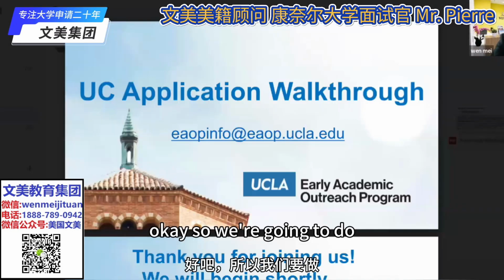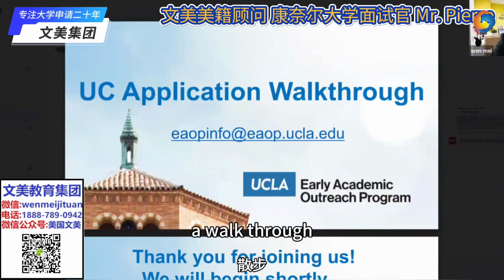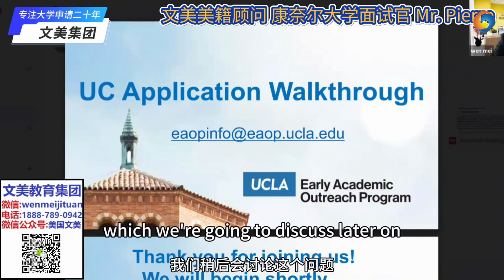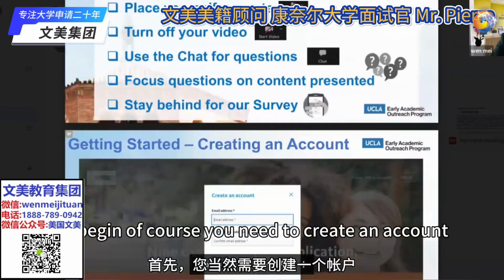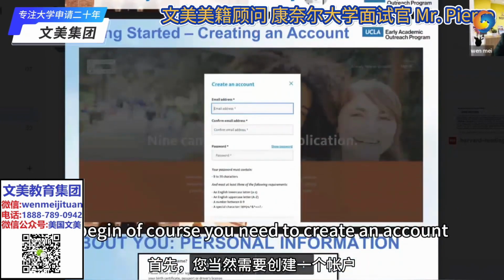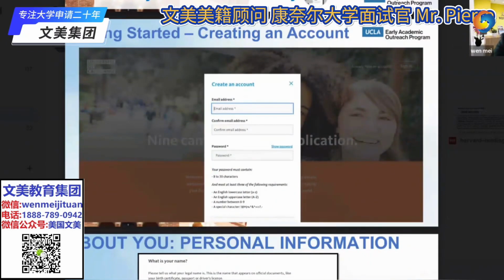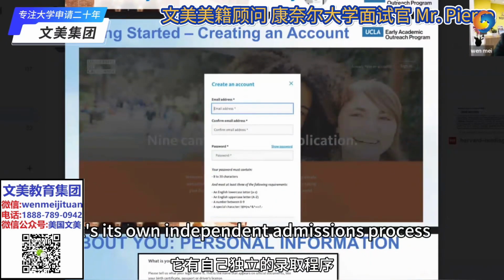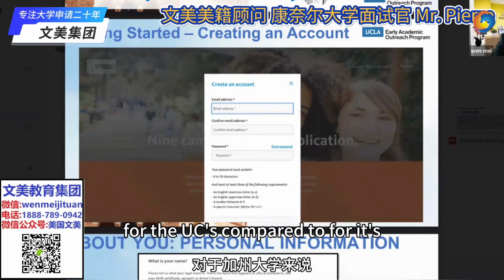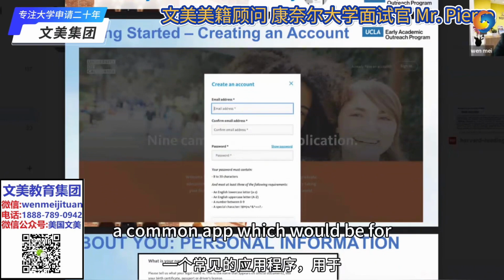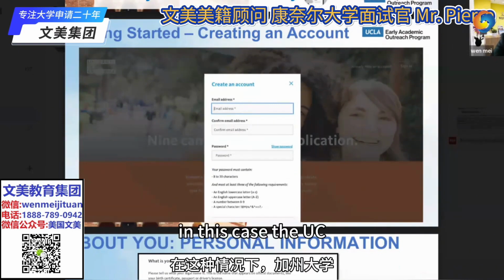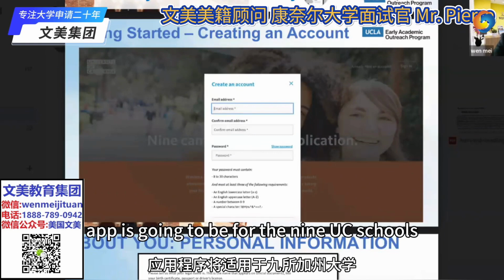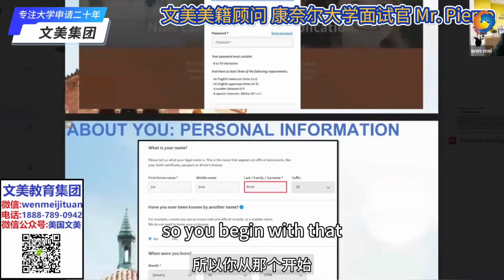Okay, so we're going to do a walkthrough with a focus on this early academic outreach program, which we're going to discuss later on. So to begin, of course, you need to create an account first of all, because it's its own independent admissions process for the UCs compared to, say, the Common App, which would be for over 900 universities in the US. In this case, the UC app is going to be for the 9 UC schools. So you begin with that.